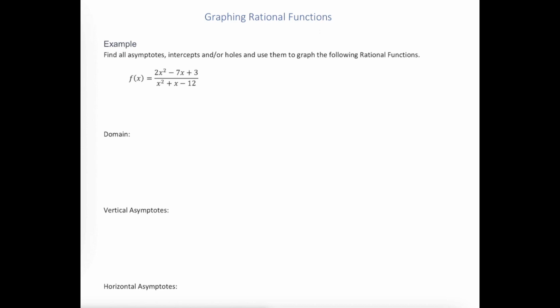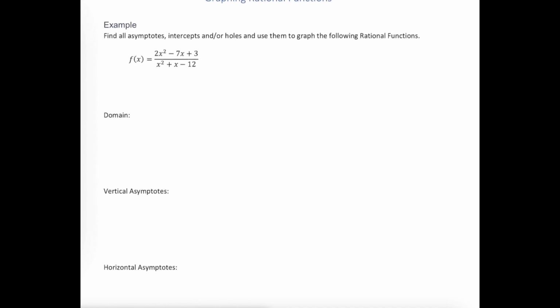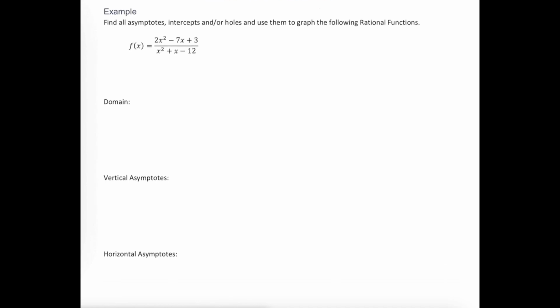We are graphing a rational function, and we're asked to first find all the asymptotes, intercepts, and holes, and then we'll use that information to plot it on the Cartesian plane and then graph the function. So the first thing that we want to do is start off by simplifying this rational function as much as possible, and we do that by factoring the top and the bottom.